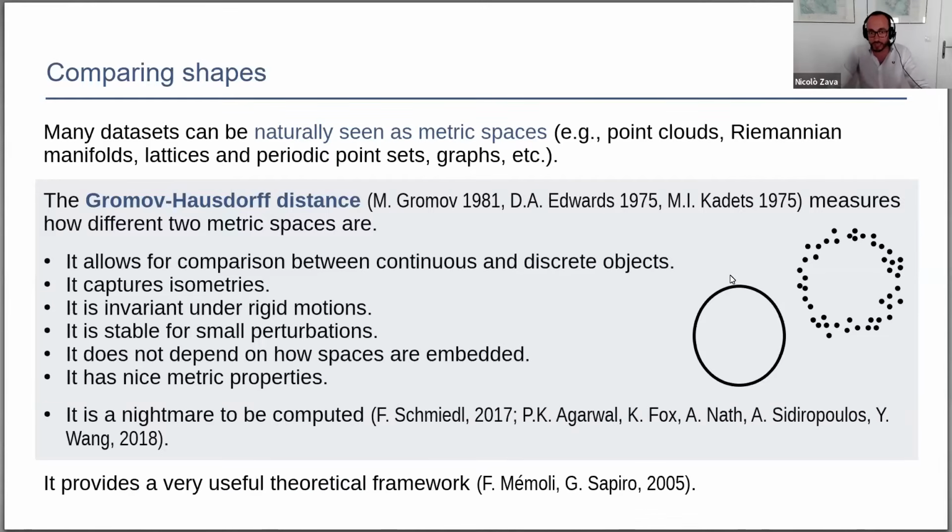Not everything is positive. It's a nightmare to compute. Even simple sub-problems are almost immediately NP-hard. However, it provides a very useful theoretical framework to discuss shape comparison. And this line of research can be traced back to the work of Memoli and Sapiro.